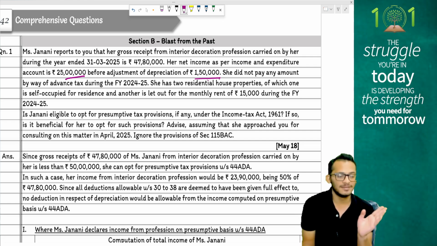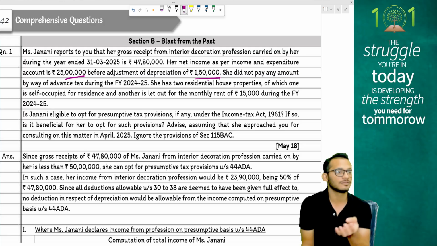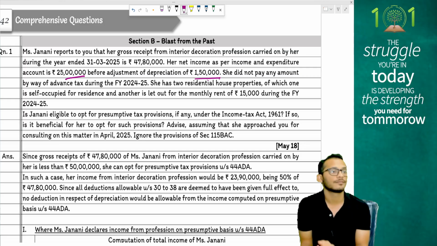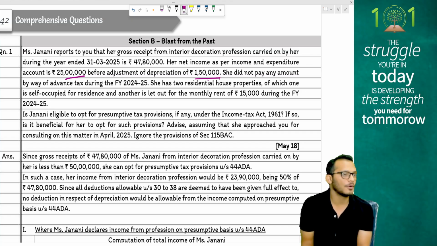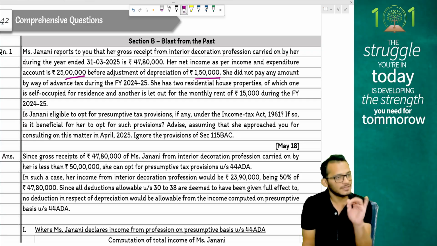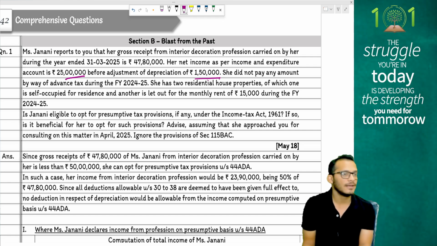Now the question is, is this depreciation as per income tax or as per accounts? This is as per income tax. It says before adjustment of depreciation, meaning before giving depreciation. If it was accounts, they would say which includes depreciation claimed of 1.5 lakhs. This is before adjustment, meaning this is income tax depreciation which has not been taken into consideration.